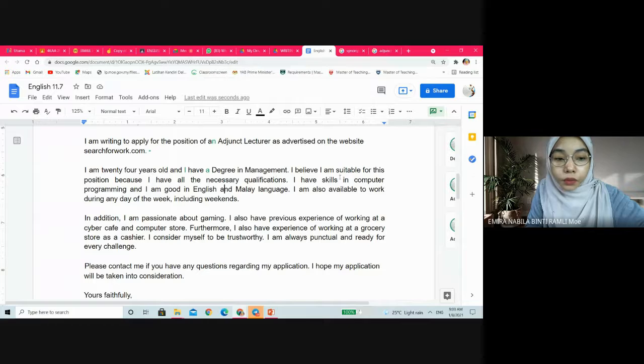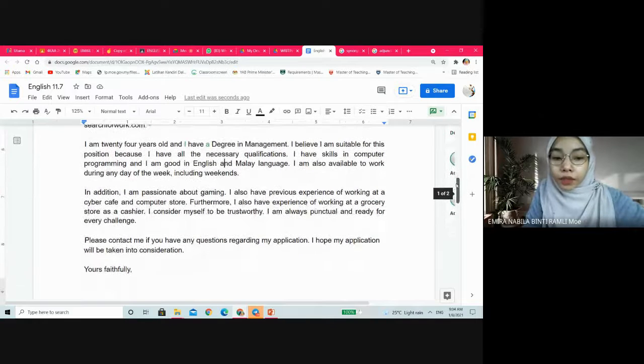I believe I'm suitable for this position because I have all the necessary qualifications. Tak ada masalah. I have skills in computer programming and I'm good in English. Tak ada masalah. I'm also available to work during any day of the week including weekends. Tak ada masalah. So you agak clear dari segi you punya language. Sikit je tertinggal tu.